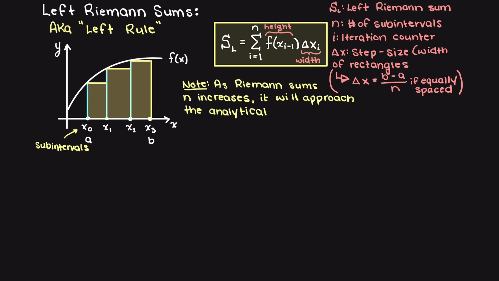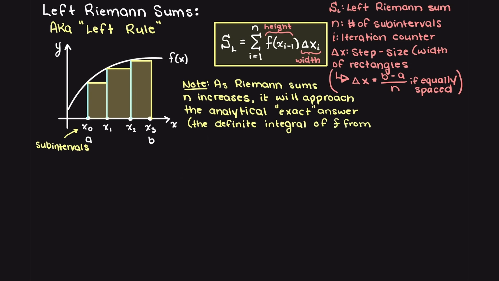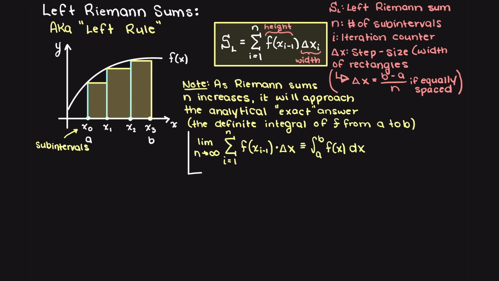As you can imagine, with smaller and smaller changes in x, or said another way, with a limit approaching infinite rectangles, we get the analytical definite integral, or said another way, the exact answer with no error.